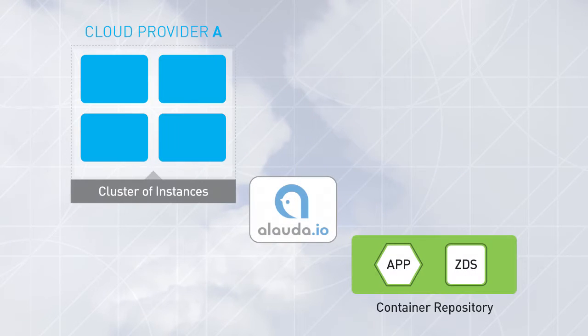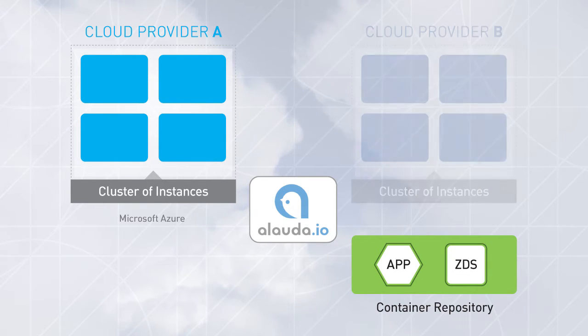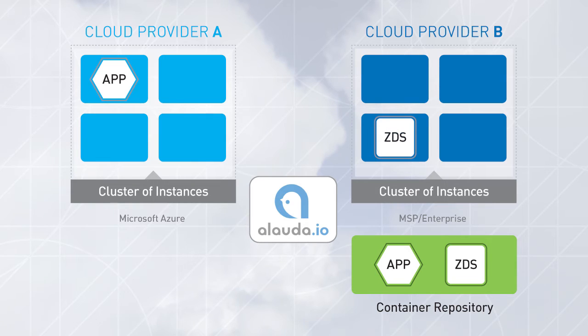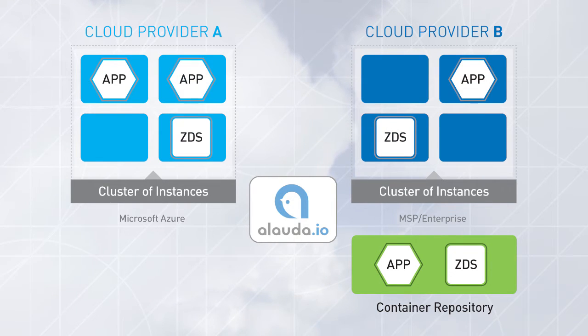Cloud provider A can be a Microsoft Azure cloud provider, and provider B can either be an MSP running Azure Stack or an enterprise running an Azure Stack. Alauda allows us to deploy our containers stored in its repository and orchestrate deploy across various cloud provider instances. In this example, we can deploy ZeroDown software into Azure, as well as the Azure Stack in an MSP or even a private data center.